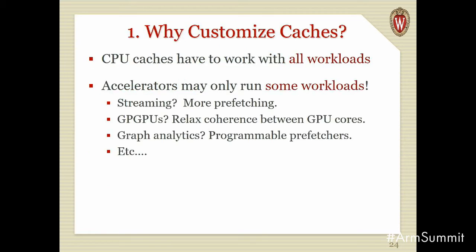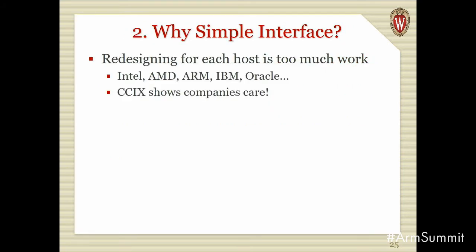Okay, so I've talked a little bit already about why we want to customize caches. Let me just say a little bit more. CPU caches have to work with all workloads, so one size kind of has to fit all. Accelerators is a whole different ballgame, right? If you have a streaming accelerator, well, you might want to have a really fancy streaming prefetcher and maybe not such a big cache. For GPUs, well, you need multiple banks. You might want to relax the coherence between the GPU cores, which is what they do. Okay, yesterday we saw a talk about for graph analytics, you might want a bunch of programmable prefetchers, right? There's lots of reasons why you might want to customize the cache for an accelerator. Well, why do we want simple interfaces?